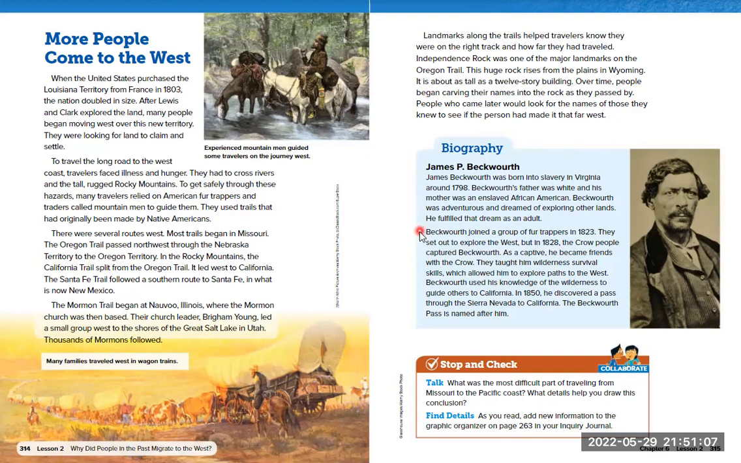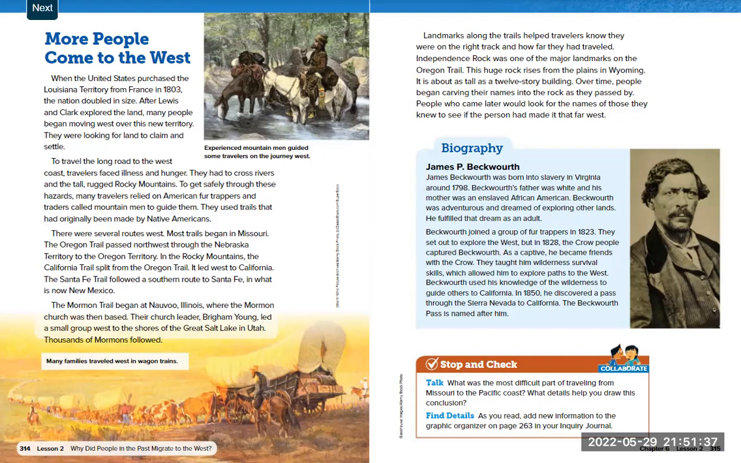Beckwourth joined a group of fur trappers in 1823. They set out to explore the West, but in 1828, the Crow people captured Beckwourth. As a captive, he became friends with the Crow. They taught him wilderness survival skills, which allowed him to explore paths to the West. Beckwourth used his knowledge of the wilderness to guide others to California. In 1850, he discovered a pass through the Sierra Nevada to California. The Beckwourth Pass is named after him.